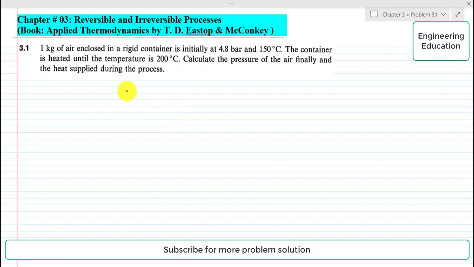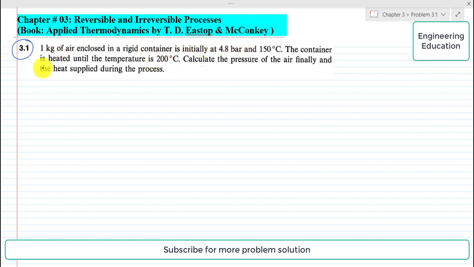In this video we are going to solve problem 3.1 from chapter number 3, Reversible and Irreversible Processes. These are reversible and irreversible thermodynamic processes from the book Applied Thermodynamics by Eastop and McConkey.